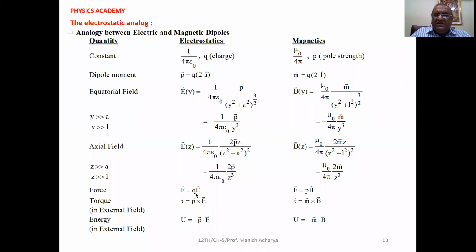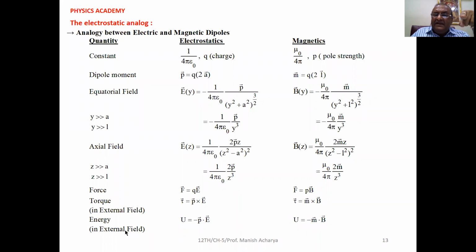Clear up to this one? Now, when any charge Q is placed in the electric field E, the force acts on it, that is Q into E. Similarly, when any pole having pole strength P is placed in the magnetic field B, the force acts on it, that is P into B. Now, when an electric dipole is placed in the external electric field, the torque acts on it, that is P cross E. Similarly, when a magnetic dipole is placed in an external magnetic field, the torque acts on it, that is M cross B.